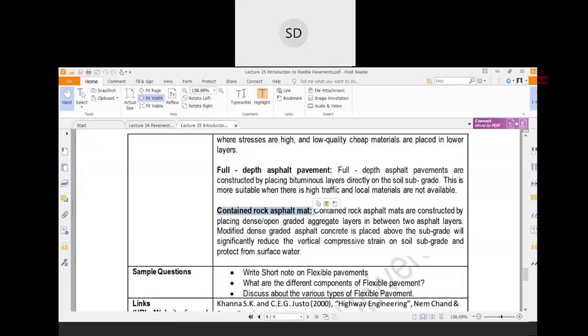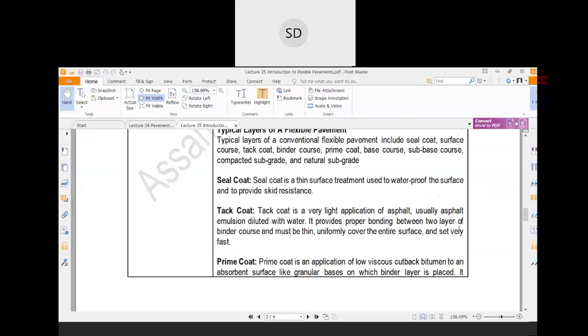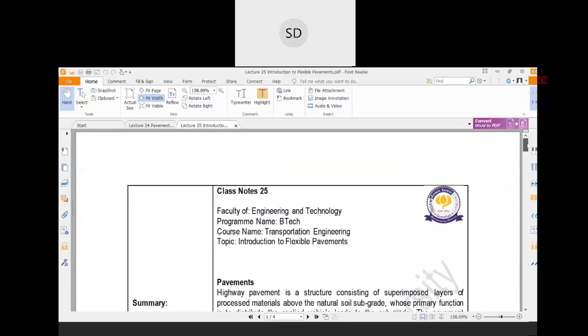And another type is contained rock asphalt mat. Contained rock asphalt mats are constructed by placing dense or open graded aggregate layers in between two asphalt layers. So modified dense graded asphalt concrete placed above the subgrade will significantly reduce the vertical compressive strain on the soil subgrade. So this is all about today's class.